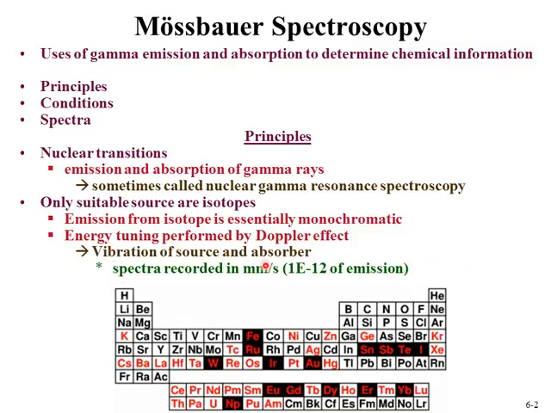Sources and absorbers, so sources and samples, are vibrated. The spectra is recorded in millimeters per second, and you can look at the amount of the photon that passes through the sample as a function of the vibration, and you'll see that there are variations, and we'll use that to describe the chemical composition of the sample that contains the radionuclide. On this periodic table are highlighted elements or isotopes of these elements that can be useful for Mössbauer spectroscopy.